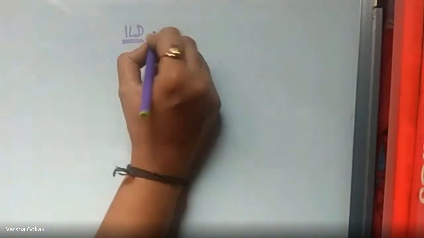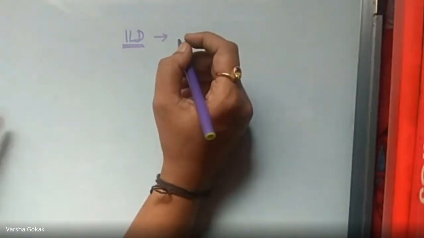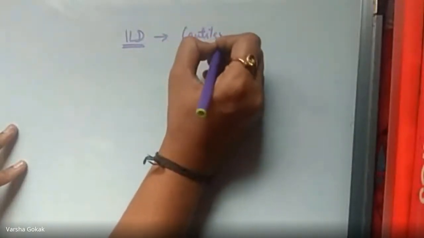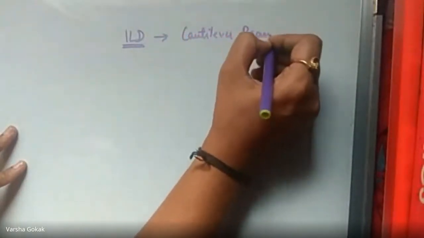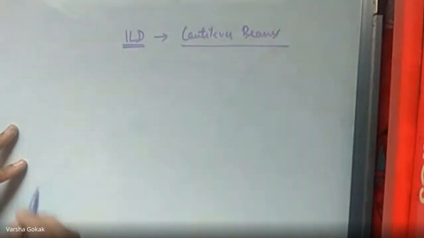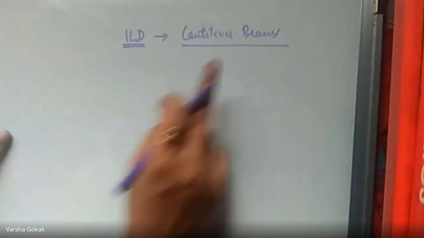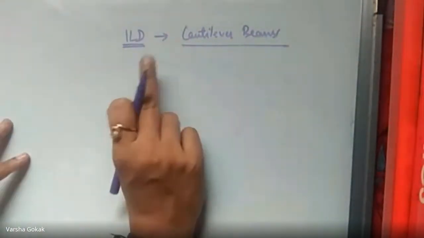And we did the influence line diagram (ILD) for a simply supported beam, right? And then I think we did the influence line diagram for a cantilever beam also, but it was half done, or I don't remember, or you must have forgotten by now. So I will just briefly explain the influence line diagram for a cantilever beam once again.